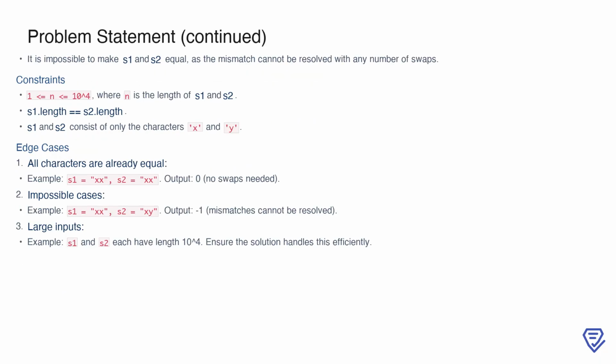In the third example, S1 is XX and S2 is XY. The output here is -1 because it is impossible to make the strings equal. No matter how we attempt to swap, the mismatch at the second index cannot be resolved.